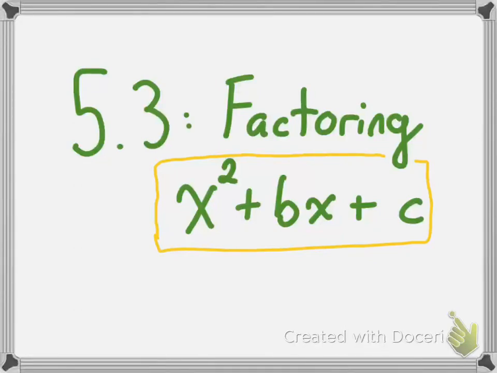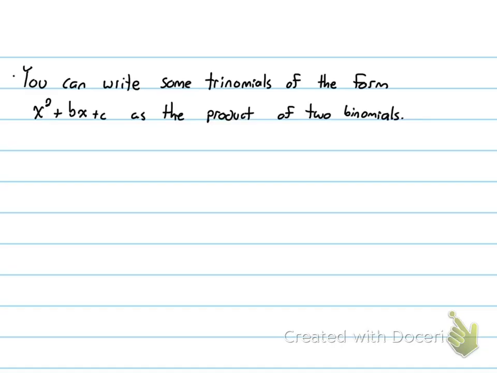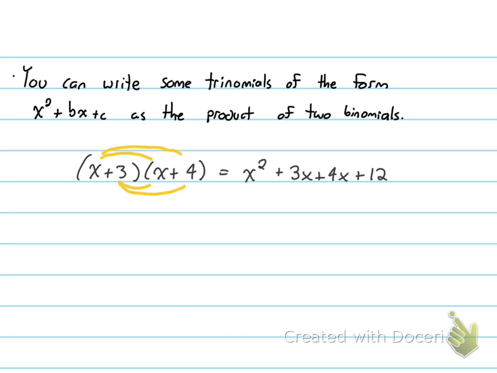In section 5.3, we're going to learn about factoring. You can write some trinomials of the form x squared plus bx plus c as the product of two binomials. In the first half of this chapter, I gave you those two binomials. To get to a trinomial, we FOIL it, simplify, and we have our answer. So we know how to go from a binomial to a trinomial, but how do we go the other way? That's what we're going to learn about in the second half of this chapter.